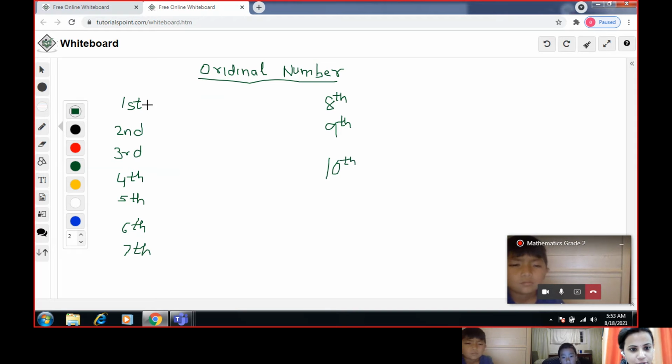So for first we write FIRST, not one. One, two are the number names, and these are the ordinal numbers. First, similarly second, third. Note down the spellings. You have to learn the spellings.